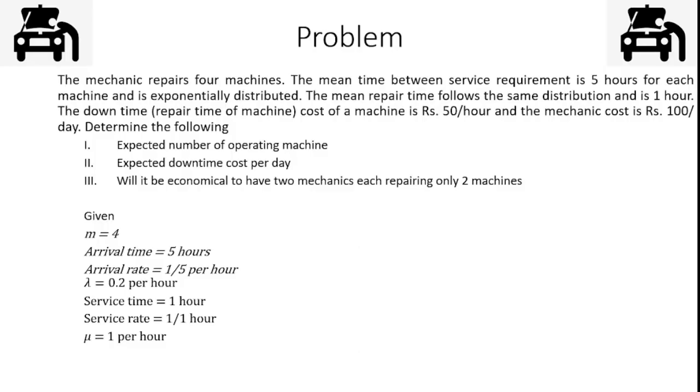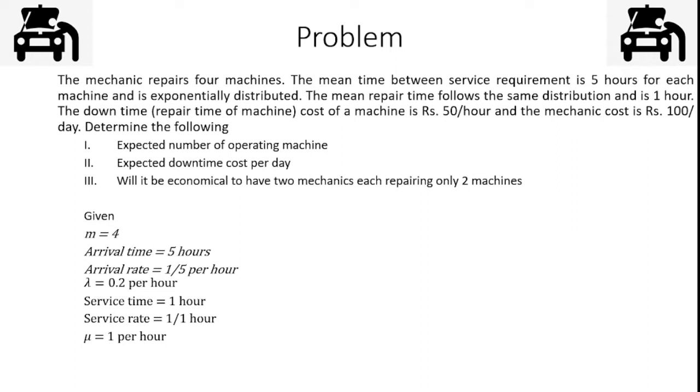For understanding purposes, I will utilize this machine shop problem, a mechanic shop problem. The mechanic repairs 4 machines. The mean time between service requirements is 5 hours for each machine and is exponentially distributed. If I consider, I may be standing in a car mechanic shop. In that, 4 cars came for repair. So the mean time between service requirements is 5 hours for each car and is exponentially distributed.